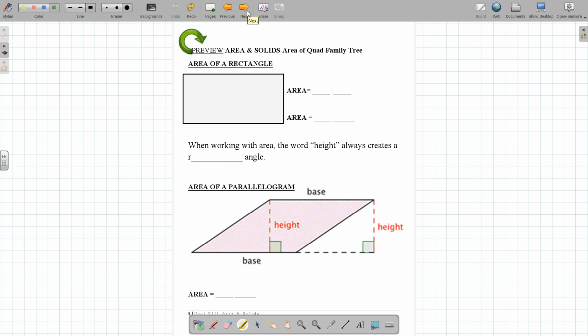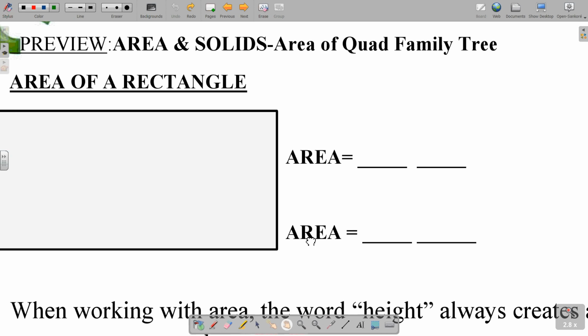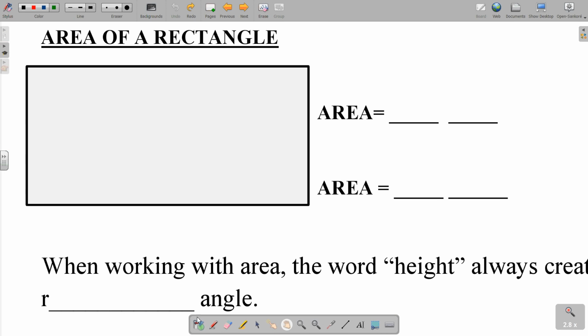We're going to be finding the area of the various quadrilaterals in the quad family tree. We're starting with the area of a rectangle. You guys know area of a rectangle as basically length times width. And if you use length times width, that is perfectly fine.